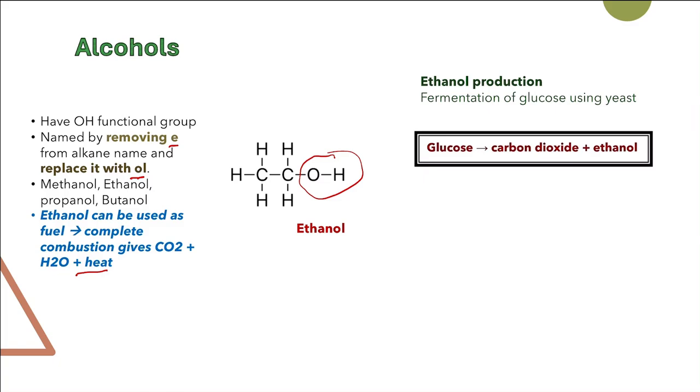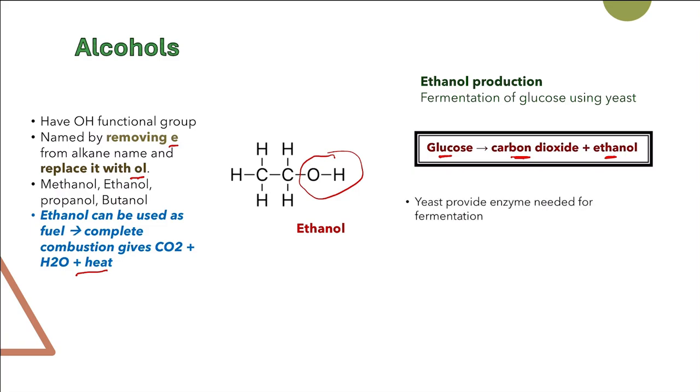Ethanol can be formed from ethene by addition of water, as we have seen in the reactions of alkenes. However, in industry, they usually tend to make ethanol from fermentation of glucose using yeast. So the equation is that glucose will give you carbon dioxide and ethanol.